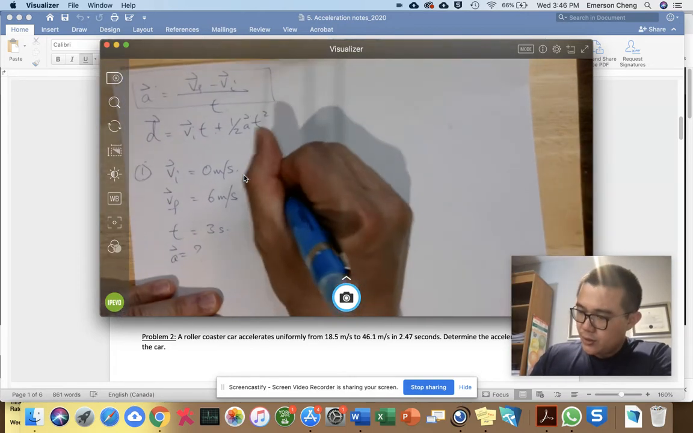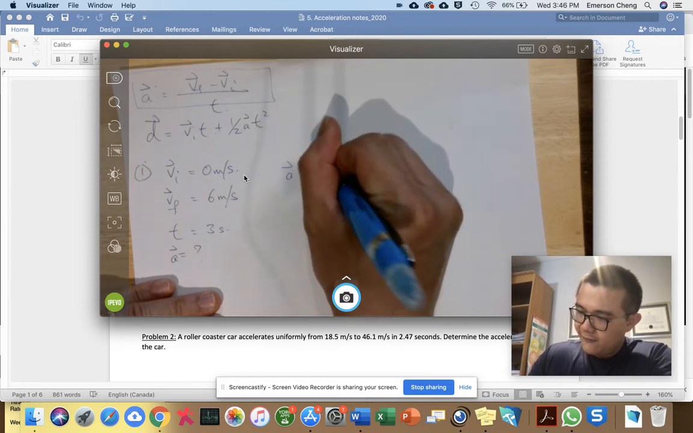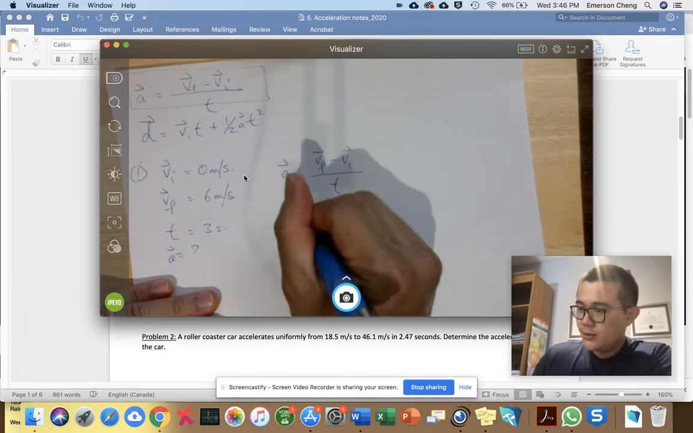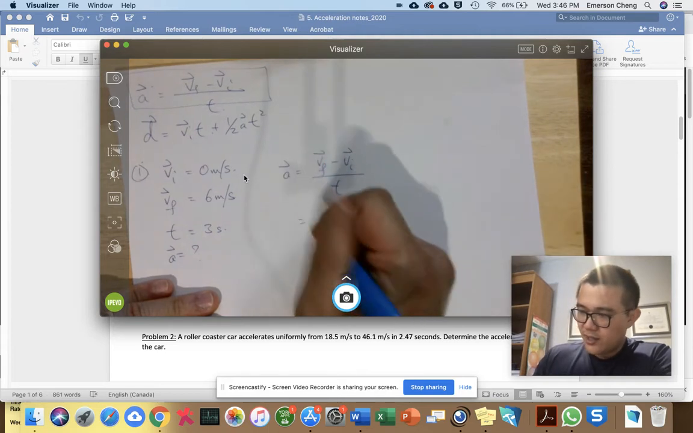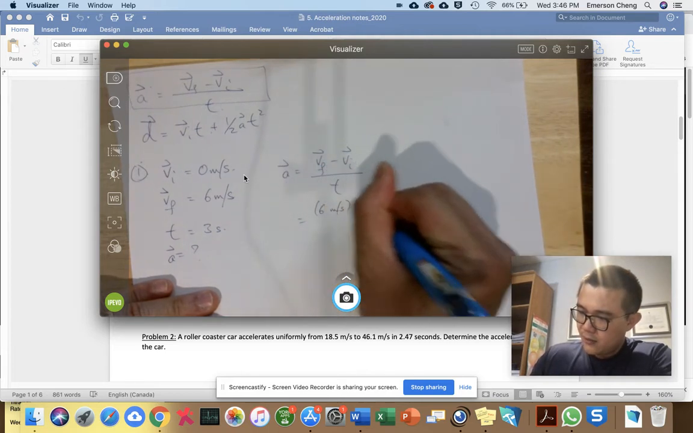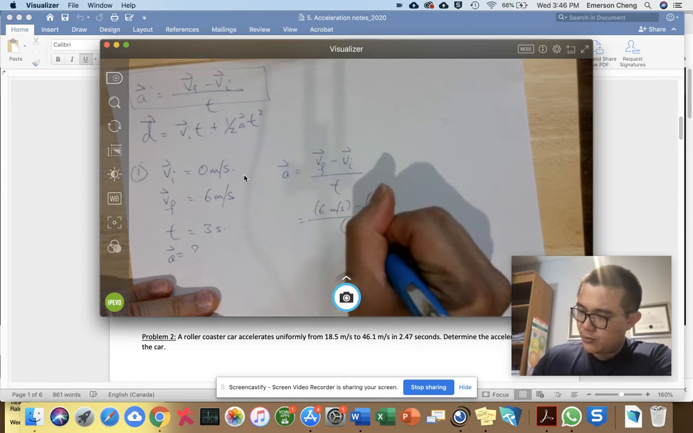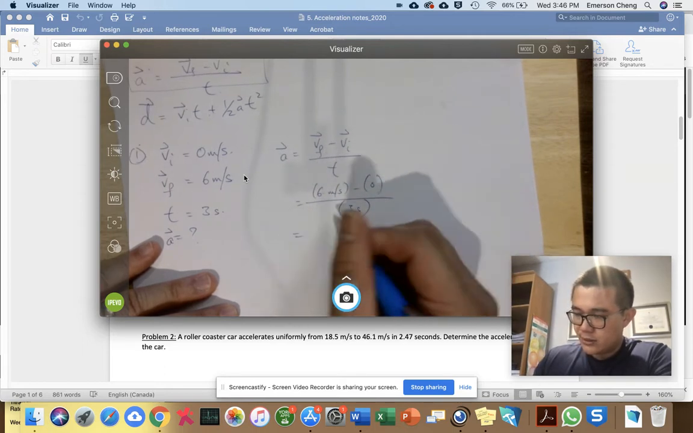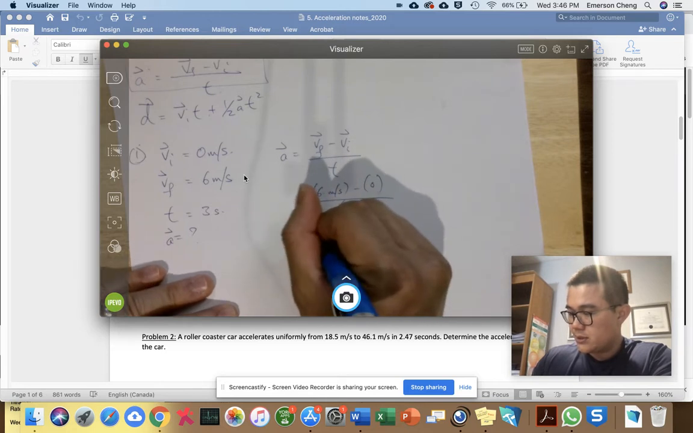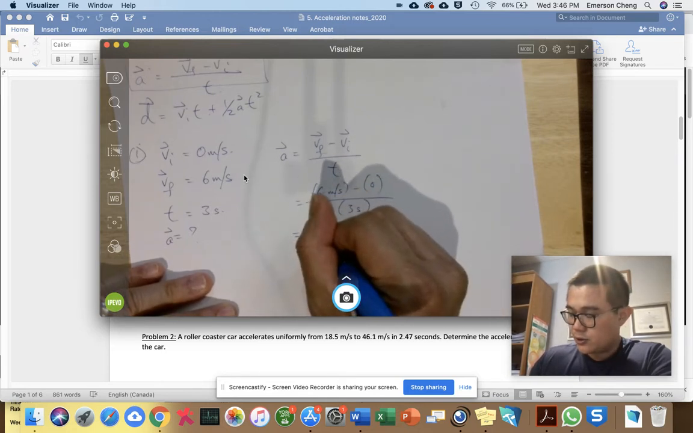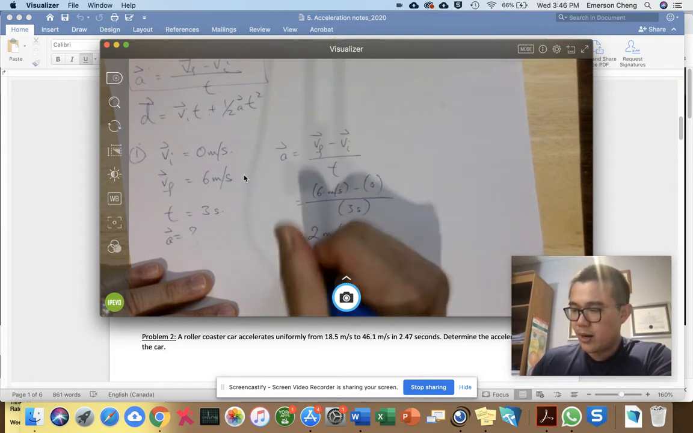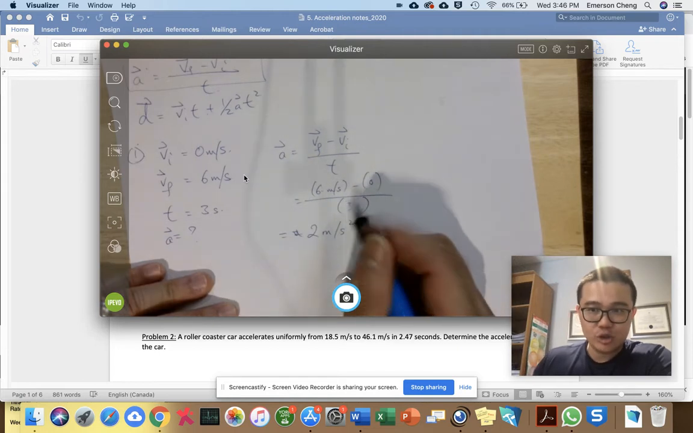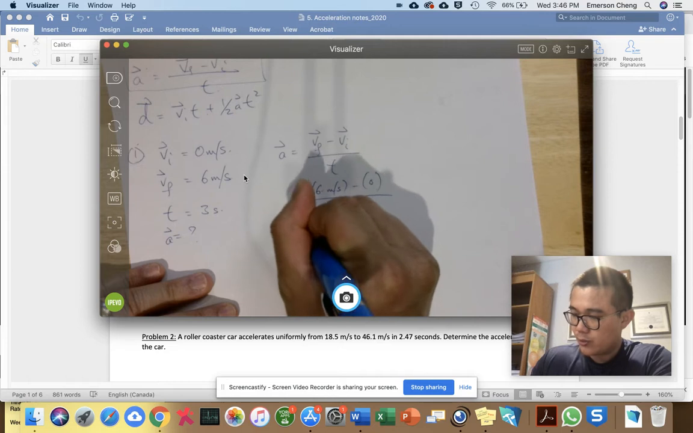Now, in this case, you're going to be using this equation. Acceleration equals vf minus vi divided by time, right? So you plug in all these numbers. Vf is 6 meters per second, Vi is 0, time is 3 seconds. 6 minus 0 is still 6. 6 divided by 3 is 2. So the acceleration is 2 meters per second squared. And since this is a positive number, and as I said before, acceleration is a vector, it will have a positive sign. So I'm just going to write positive out here.